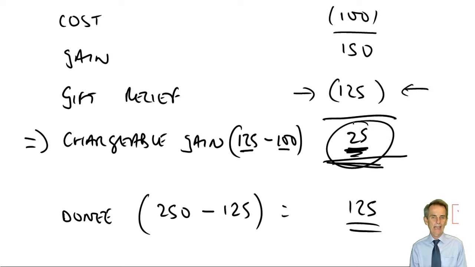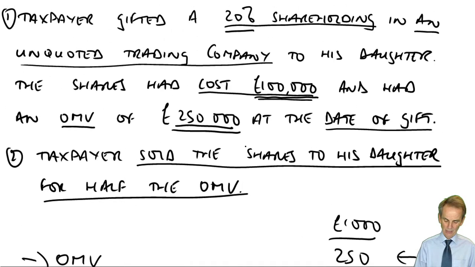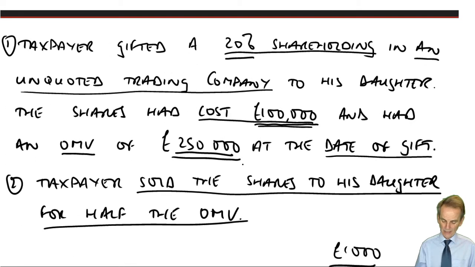Now, we've got to look at the type of asset being sold and see whether any other relief may now be available. And the question here would be, do we get either entrepreneurs relief or investors relief? The most likely one for us to be dealing with would indeed be entrepreneurs relief. Now, when we look at the information provided, we were told gifted a 20% shareholding in an unquoted trading company. 20% shareholding.